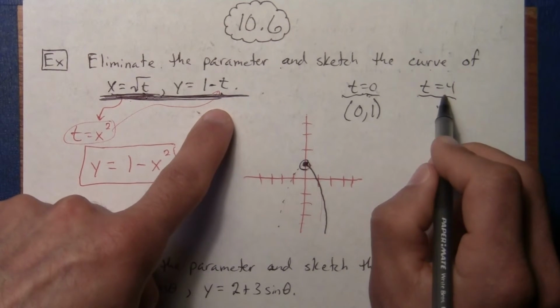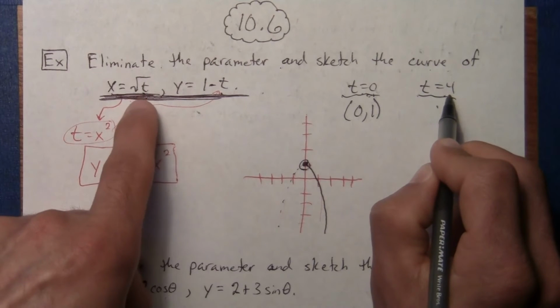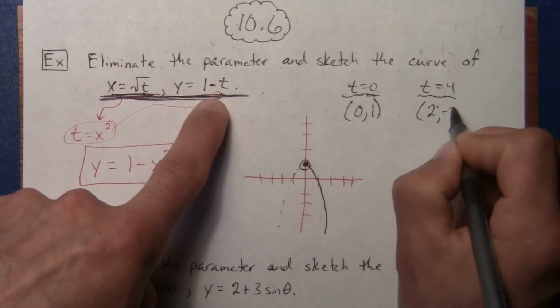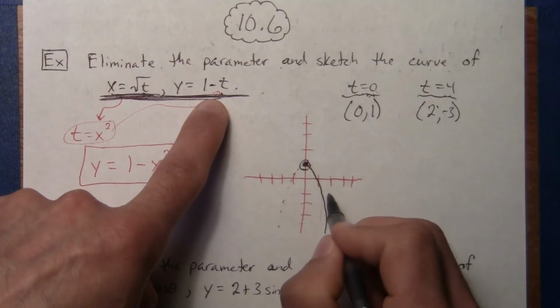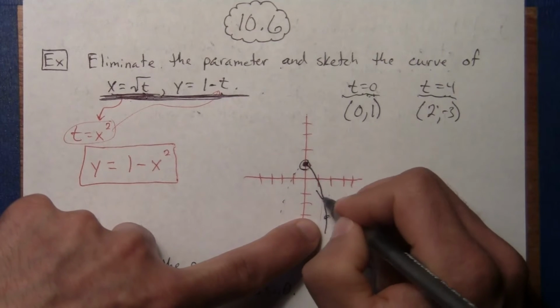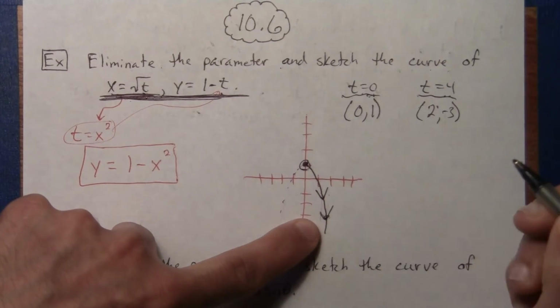So now, and that's because it's a bigger number than this. So now I'll plug in 4 here, that gives you 2 for an x value. Plug in 4 here, it gives you -3. If I plotted the point (2, -3), it's right here. I'm going to go from my starting point to the other point, so I'm going that direction.